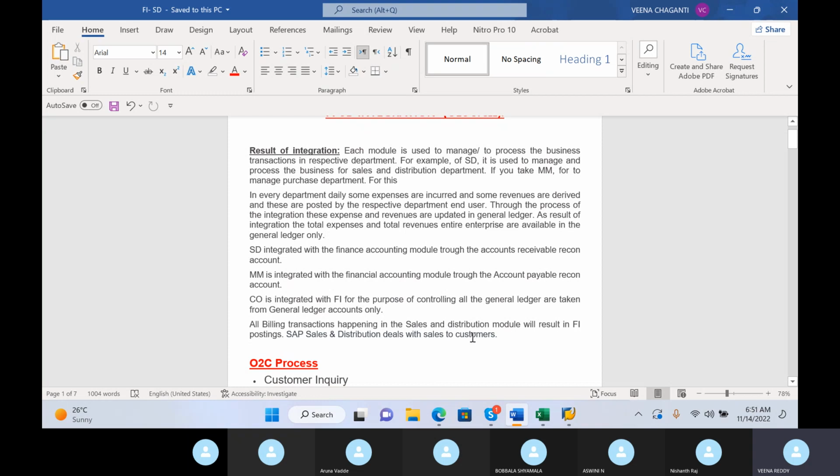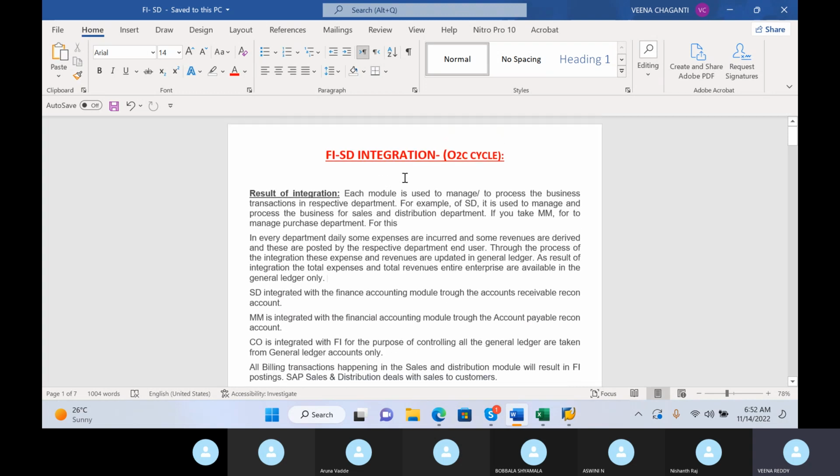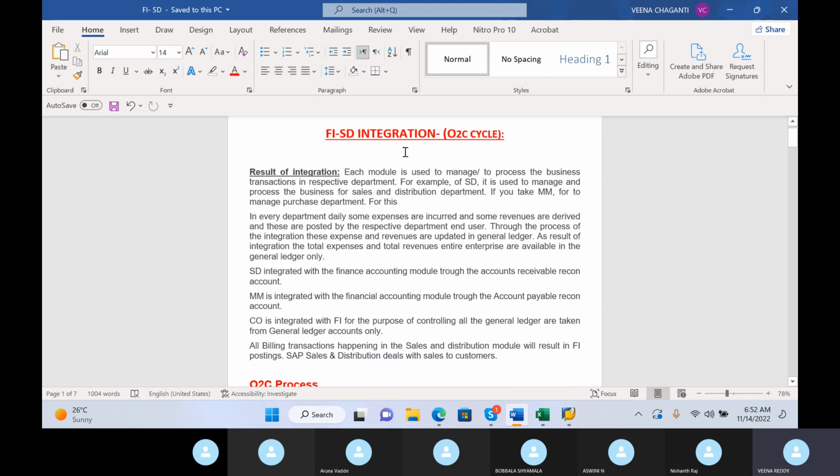Coming to SD, SD is related to sales and distribution. When we make any sales, all the billing transactions happening in the sales and distribution module will result in FI postings. SAP sales and distribution deals with sales to customers. This is the main sales and distribution. FISD integration starts through the accounts receivable reconciliation account in the balance sheet account.